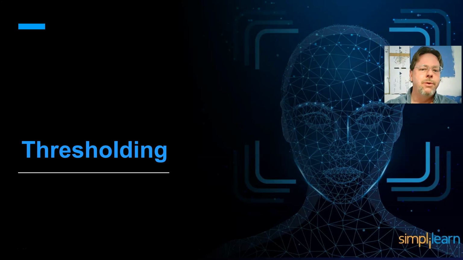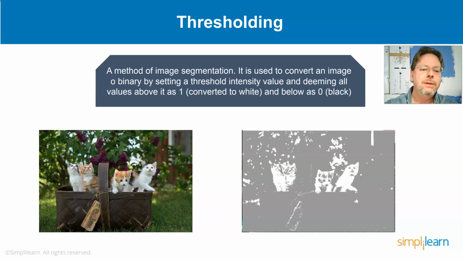Thresholding, another important aspect of image processing, a method of image segmentation. It is used to convert an image to binary by setting a threshold intensity value and deeming all values above it as 1, converted to white, and below as 0, black. And you can see here we were talking about masks. In the threshold, we're able to actually create a mask of the image. In this case, you have the cats, which are mostly white, stand out because we put whatever the value is to pull those cats out and put the background further back.